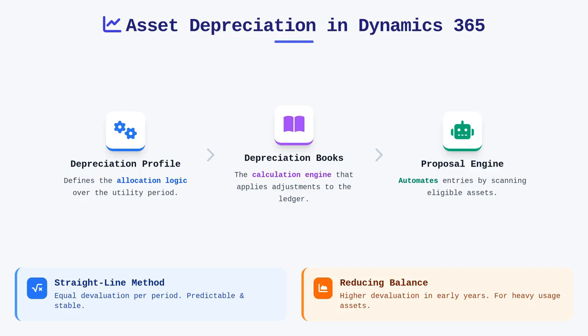Conversely, you might opt for a reducing balance method if your asset undergoes more heavy usage in its earlier years, leading to higher devaluations at the start of its lifespan. These profiles are assigned to depreciation books, which act as the engines for your calculations and determine how value adjustments are applied to the ledger. You do not manually calculate these figures daily. Instead, you rely on the depreciation proposal engine, which automates the collection of eligible assets and calculates the required entries based on your active profiles.